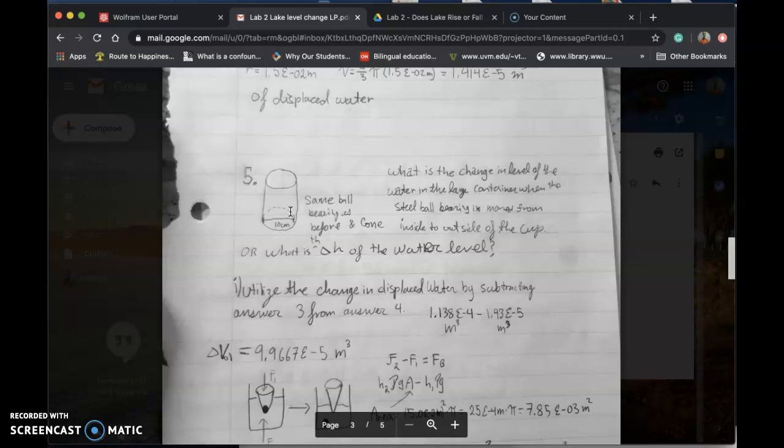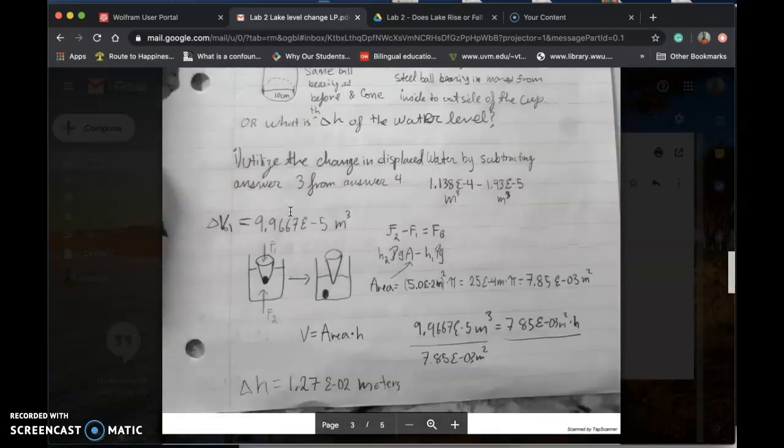In order to utilize this, we need to use those numbers that we just went over from numbers 3 and 4. To do so, we take the answer from number 3 and subtract it from the answer to number 4. What we find is that the change in volume is 9.9667 E minus 5 meters cubed. This relates back to how there are two forces acting on the cup. There is one force, which is similar to the buoyant force, and then, sorry.